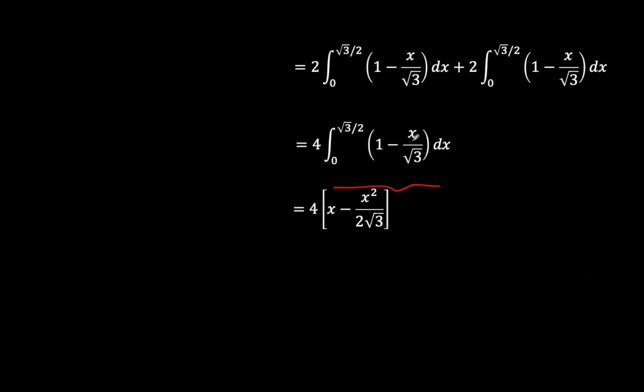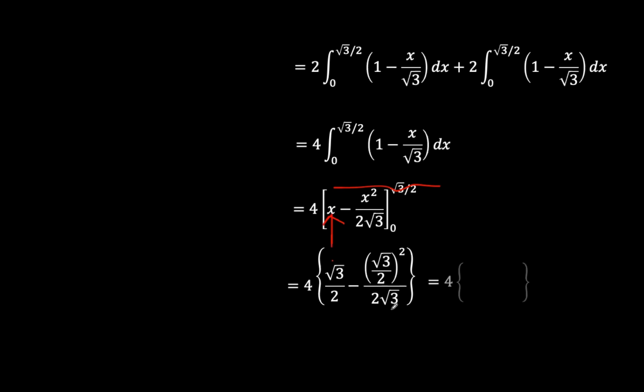So 1 becomes x over root 3 is x squared over 2 root 3, with the limits root 3 over 2. So 4 root 3 over 2 in place of this x here. And then root 3 over 2 squared over 2 over root 3. And as you can see, one of the root 3 in the square here cancels, and so we are left with 1 root 3 here, and then this 2 squared is 4. 4 times 2 is 8. So we have 4 outside here, root 3 over 2 minus root 3 over 8.